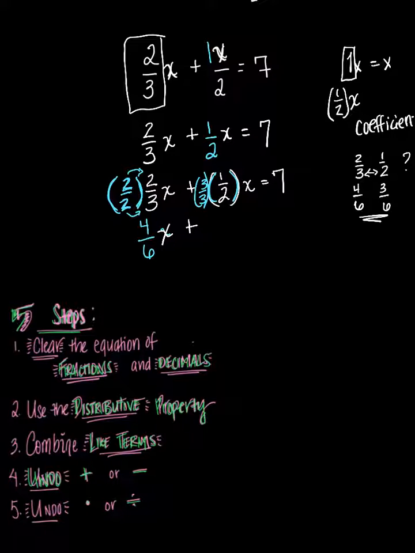Plus 3 times 1 is 3, and 3 times 2 is 6, times x equals 7. Phew, that part's done. I still have fractions. Blast it all. Well, at this point, I can combine like terms at the very least. So I'm going to come down here to my 5-step guide and see that I can add my x's.